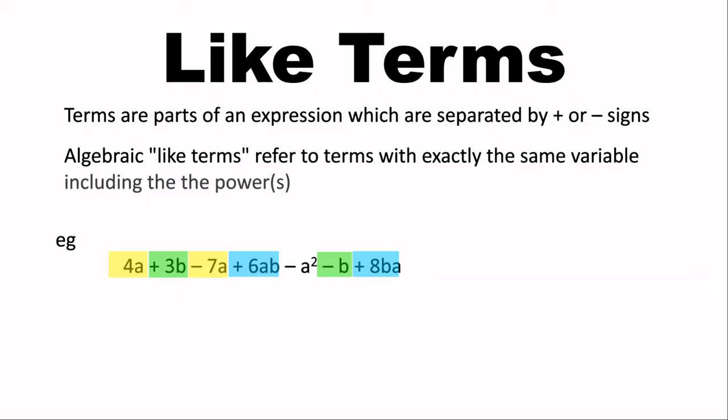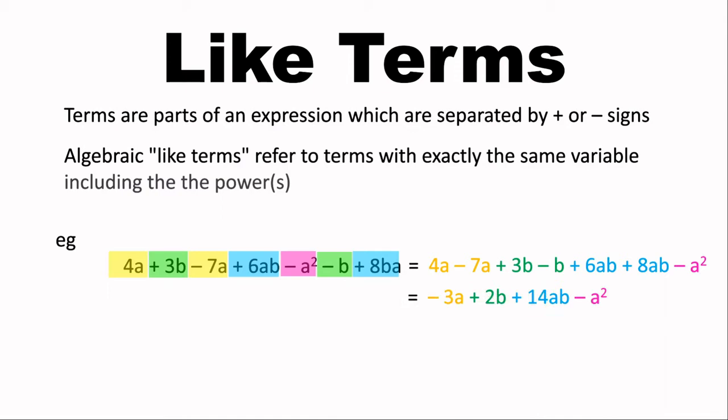So we can group these like terms, however, the minus a squared cannot be grouped in with any of the other pairs. So simplifying this, I group my a terms together, 4a minus 7a, and my b terms, positive 3b minus a single b, plus 6ab plus the 8ab, and then finally our minus a squared, because it can't be grouped with anything else. Simplifying that, I've got a number of a's, a number of b's, a number of ab's, and, of course, my a squared term.